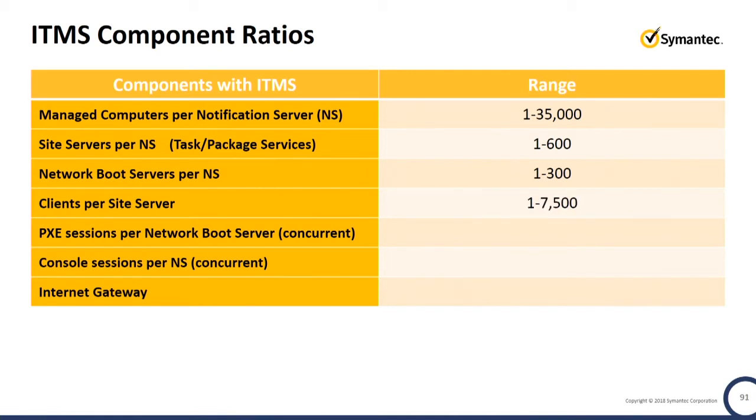Okay, up to 7,500 clients per site server. That's our recommendation. That doesn't mean you can't set it for 10,000. The option is still there, but make sure it's a really powerful computer. Okay, the amount of concurrent PXE sessions per boot server, or network boot server, is up to 200. So basically you just sent out 200 images to 200 computers. That's what we're recommending as the max for that.